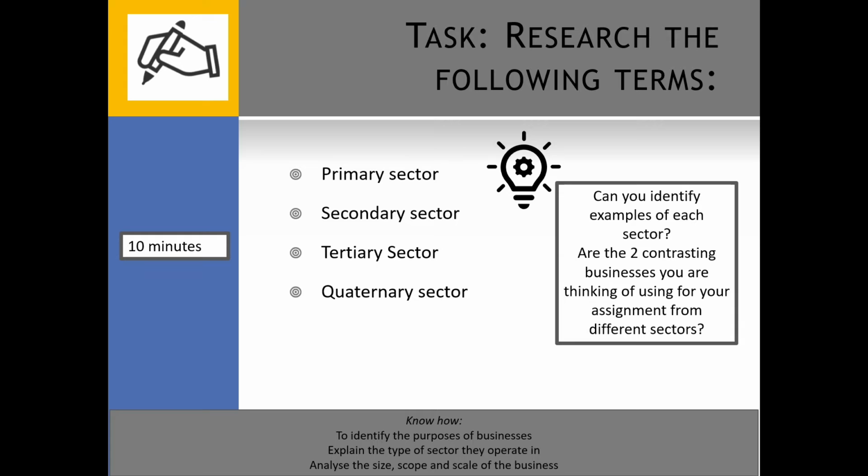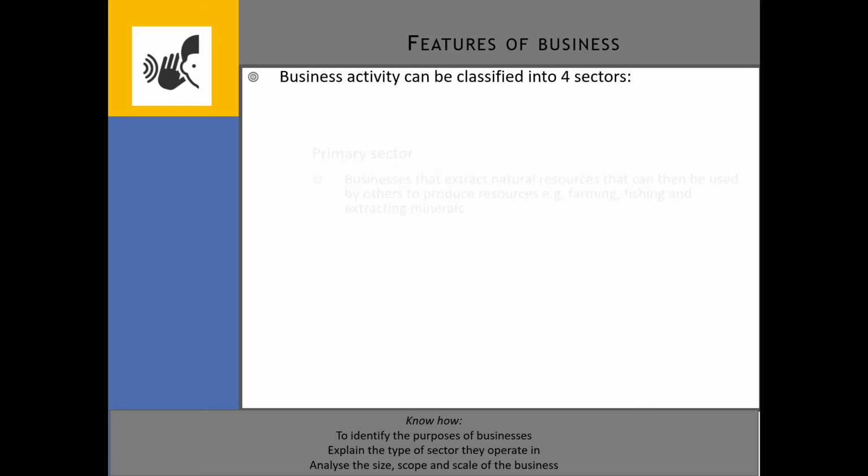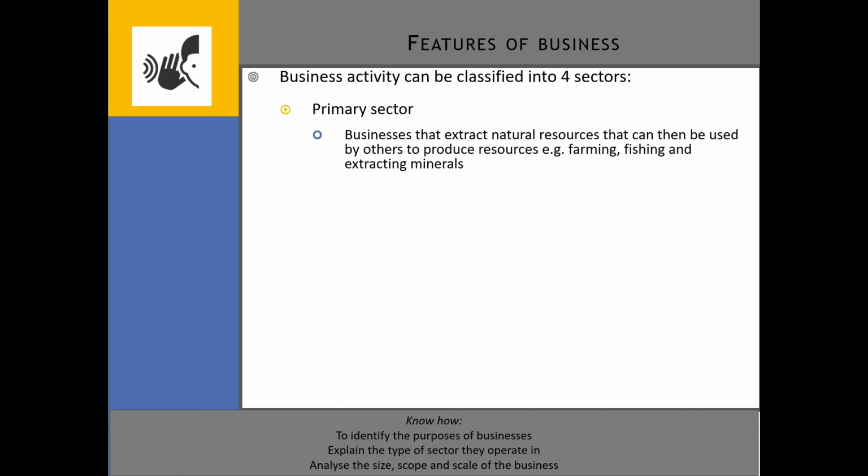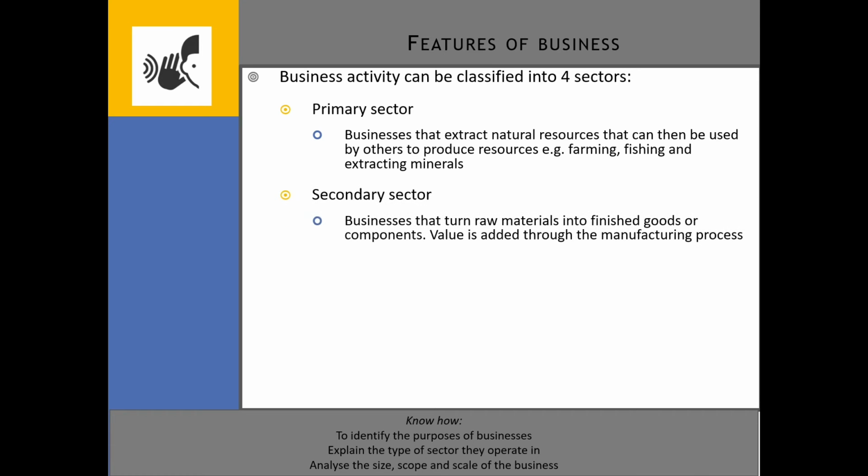Research the following terms, and we're going to have a look at this in a second. What is the primary sector, secondary, tertiary and quaternary sector? So, the four sectors. Primary sector is where businesses extract natural resources. And these examples can be farming, fishing, extracting minerals and mining. Secondary sector is turning those raw materials from the primary sector to finished goods through the manufacturing process.